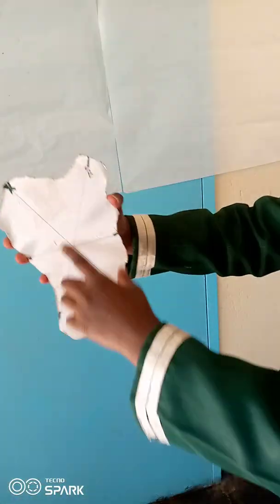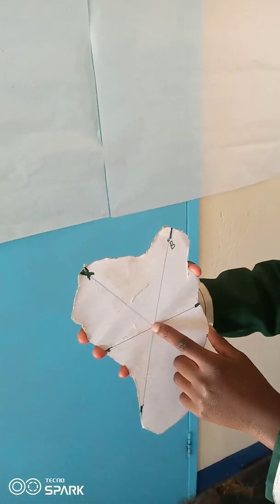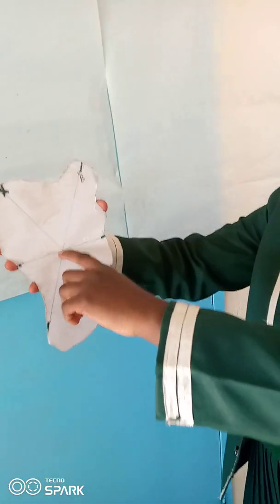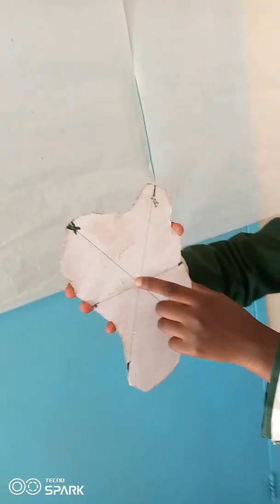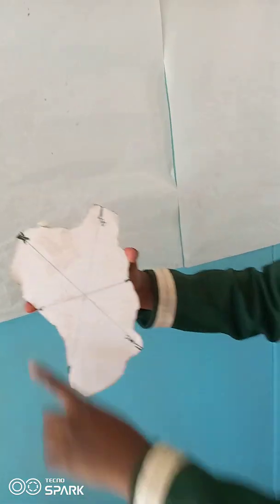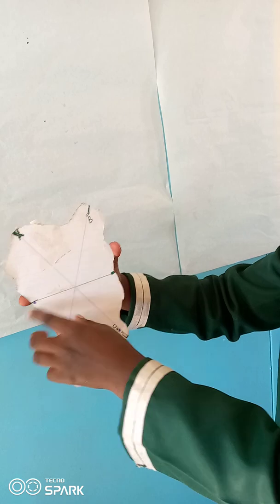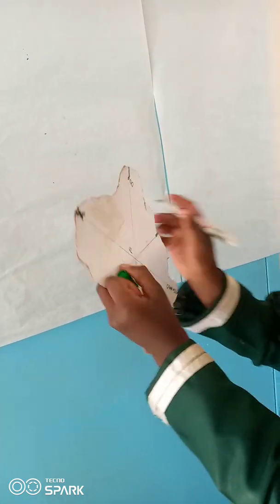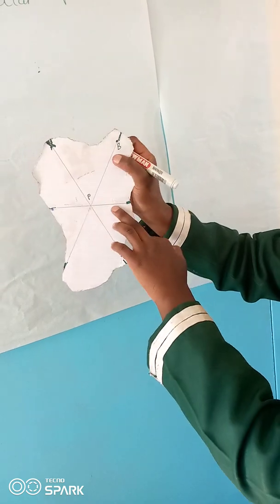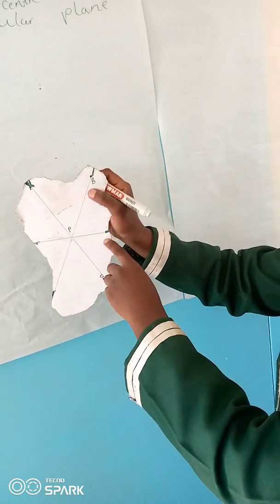So you're going to realize that there's this point where these lines intersect. So this point of intersection, that is the center of mass. So my point P, this is the position of center of mass.